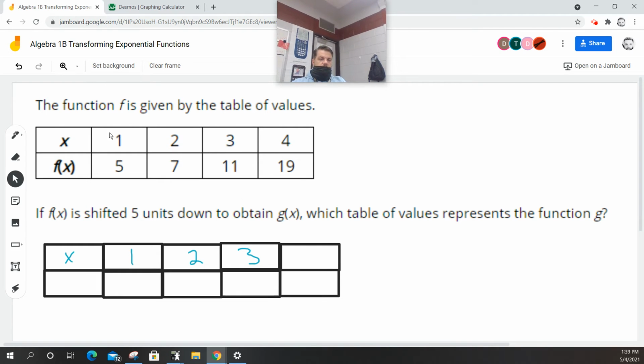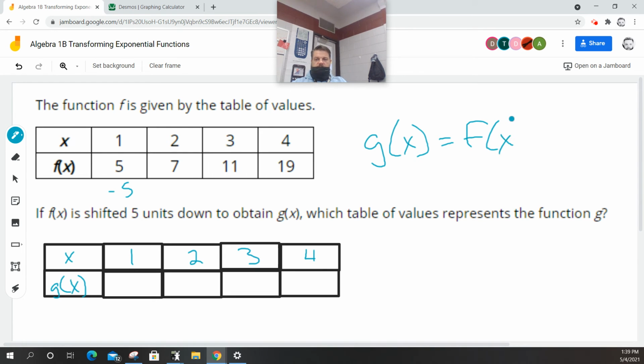And so 4. So now g of x is just going to be this value minus 5, right? Because we're going 5 units down. So really, g of x is equal to f of x minus 5. That's what going down 5 will do.